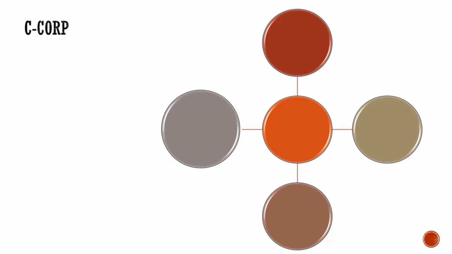Now let's look at the different types of corporations. The C corporation is the most formal. You have to file an article of incorporation with the Secretary of State. And, well, with all of these, the costs are going to vary.